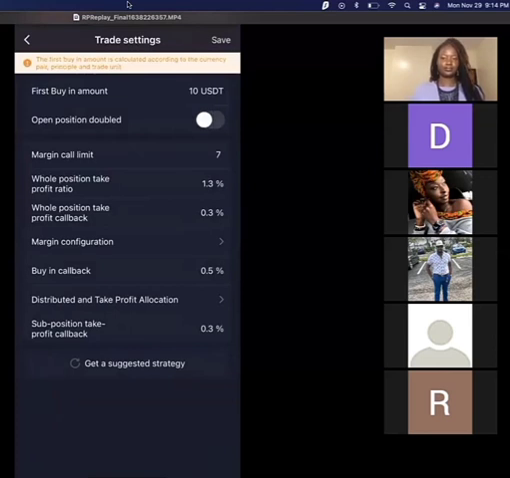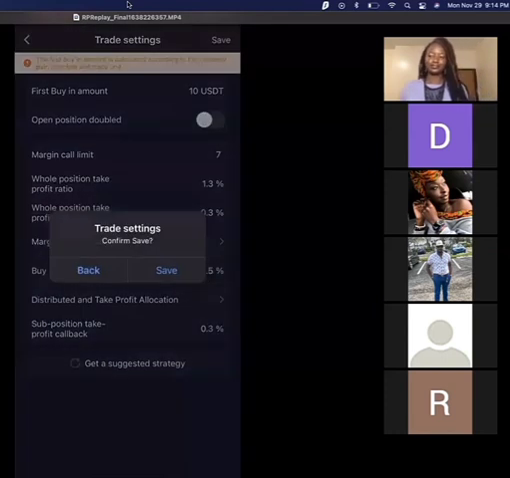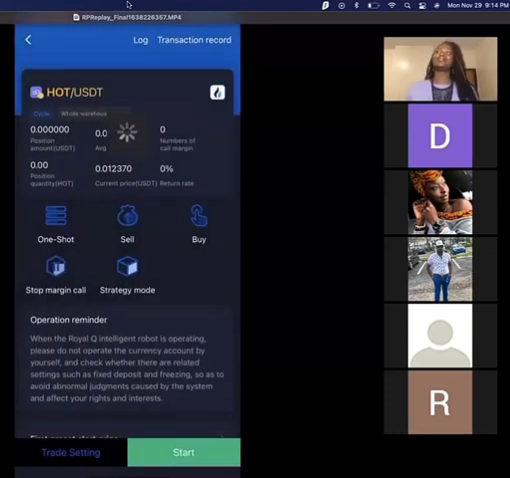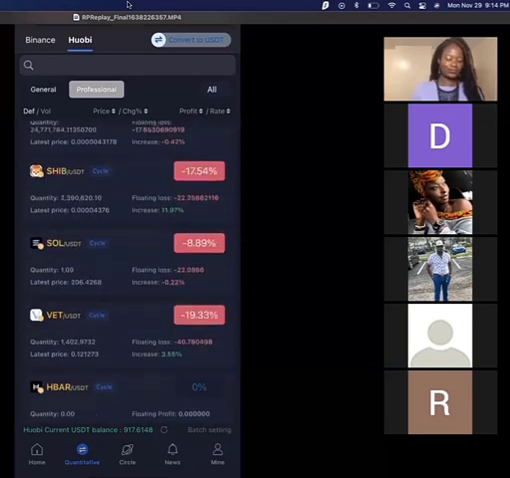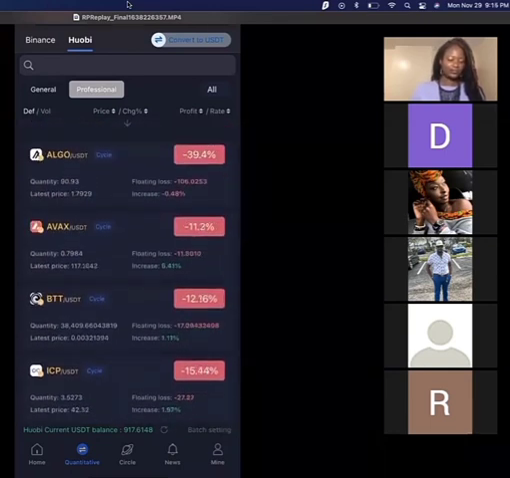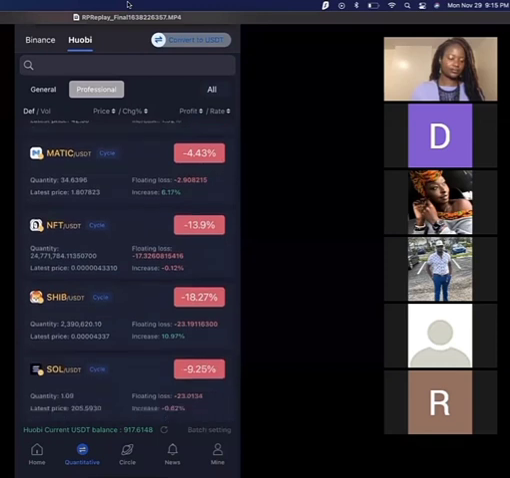All right. So there's no real point of me going through all the rest of it, but you get the drift. You understand what I'm saying. So that's how you put settings in. This is what this robot does. Y'all see I got some coins running. It's putting in work. Just because it's a little down right now doesn't mean nothing.